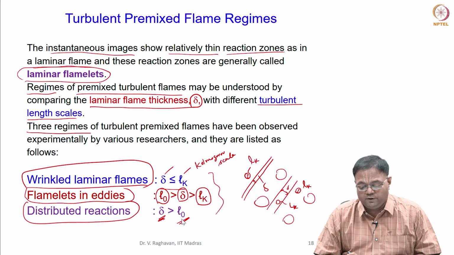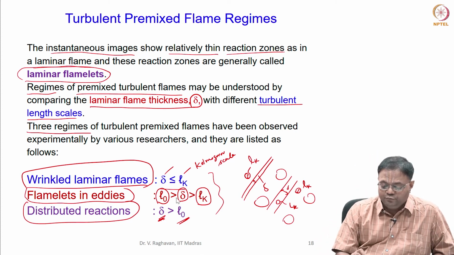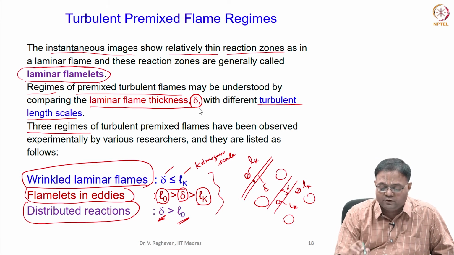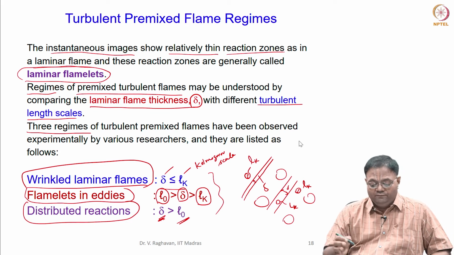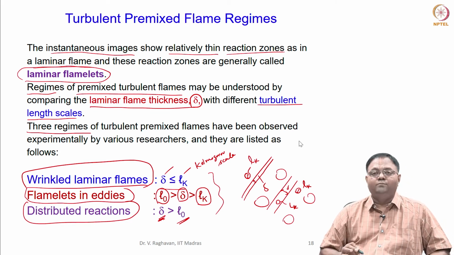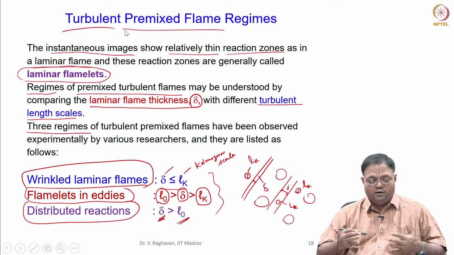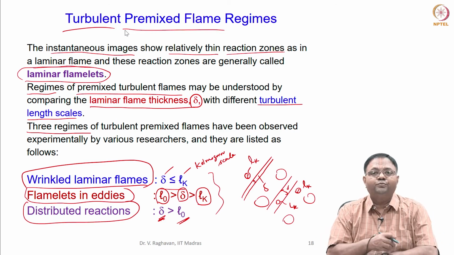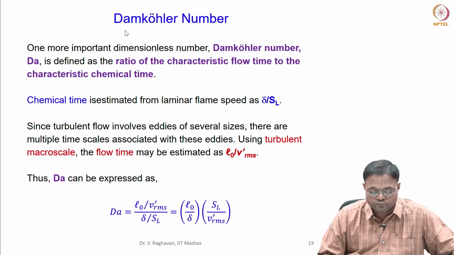Okay, so the Taylor's microscale. So based upon the comparison of the laminar flame thickness delta and the turbulent length scales like LK and L0, we have three regimes for the premixed flames in the turbulent regime. Three separate regimes we have. So we will see how they are going to be and what characteristics they have.